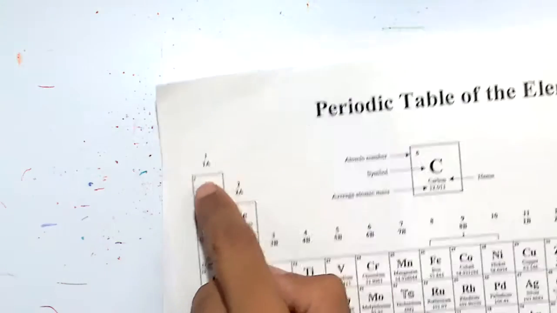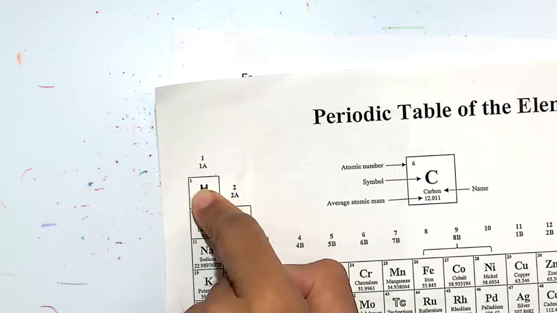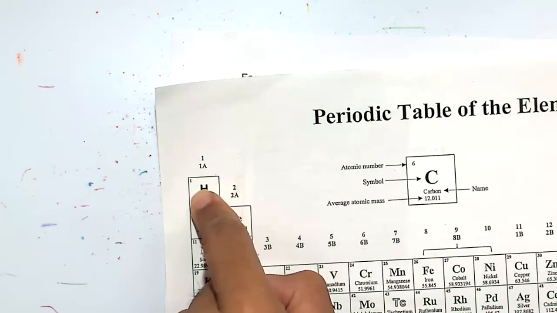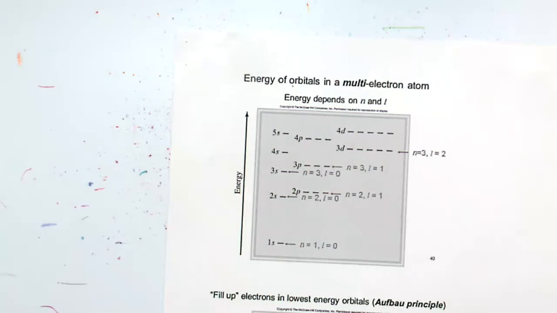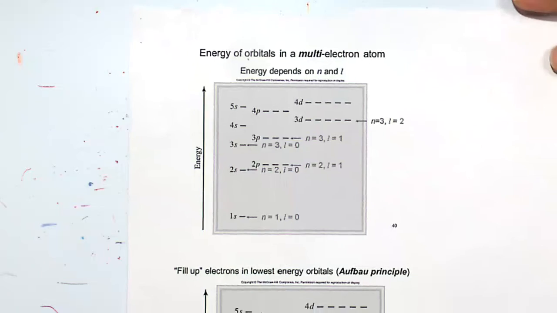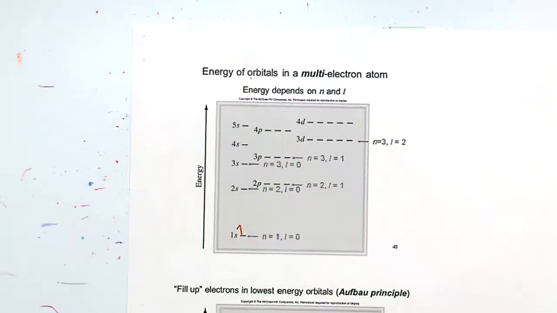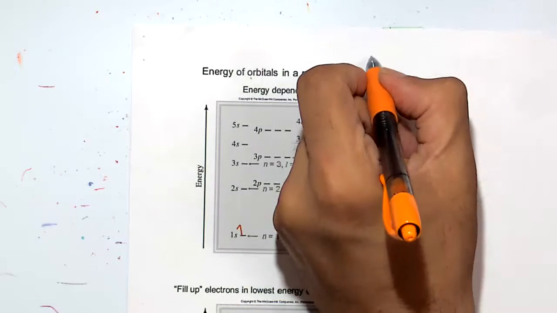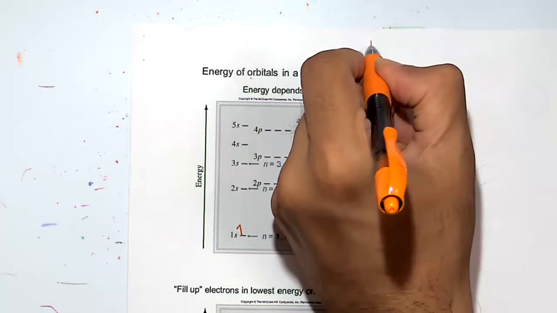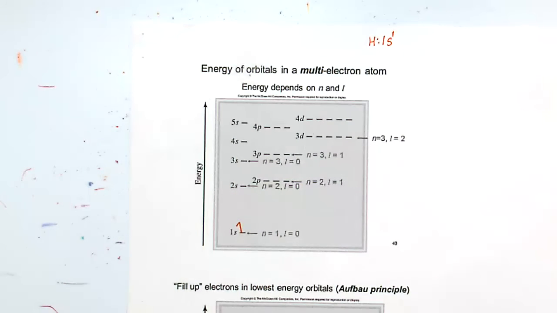Let's start out with hydrogen. How many electrons in hydrogen? 1. So hydrogen is easy peasy. Where will that electron go? It's going to go like this. The electron configuration of hydrogen is 1s1.